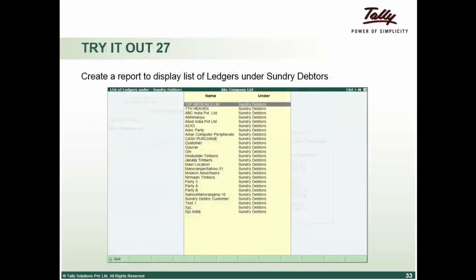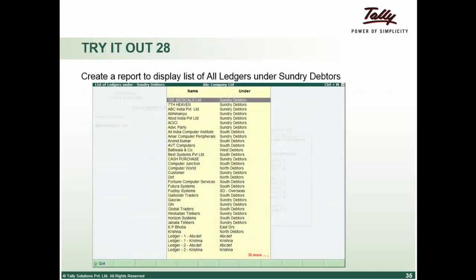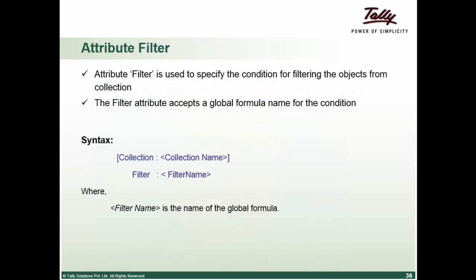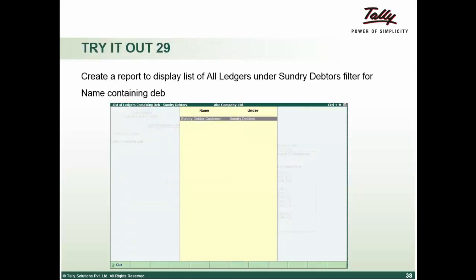So this is a try it out: you will have to create a report which has a collection of type ledgers and only those which have sundry debtors. Then when you write belongs to yes, you can get all the details, and for filter criteria also you can write a filter criteria. So you can write code on this also. So there are 3 try it outs that you will need to write.